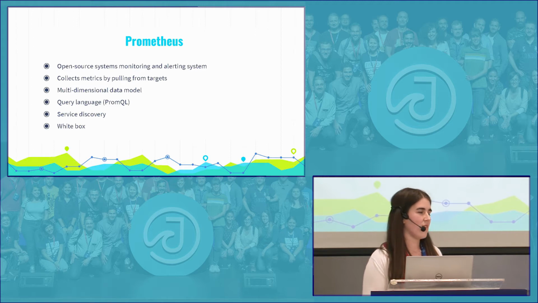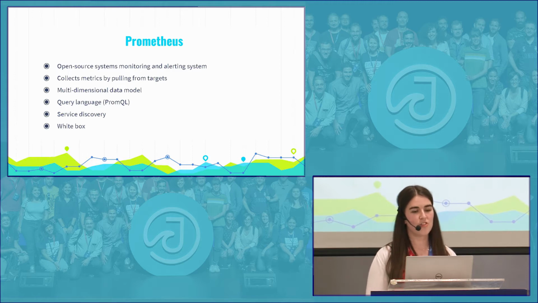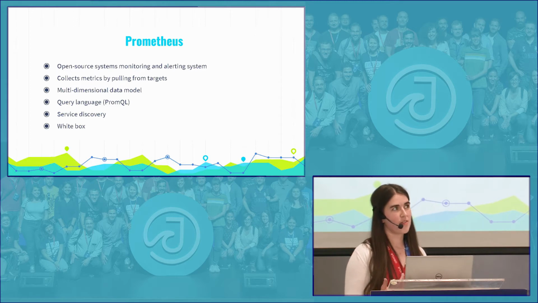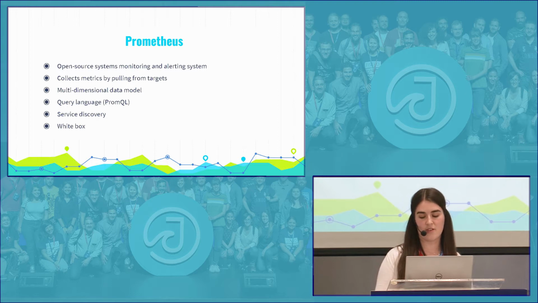And the final concept around Prometheus is that it's a white box monitoring approach. So this means that you can inspect the internals of the system. The services that are being monitored report their internal state. So it's not just how it responds from an external point of view, it's the services themselves reporting their state.